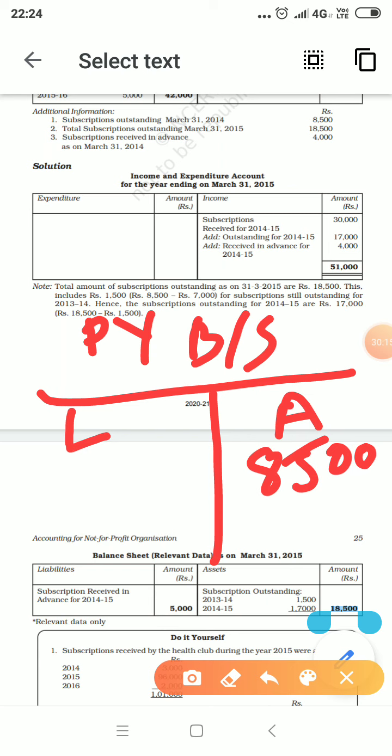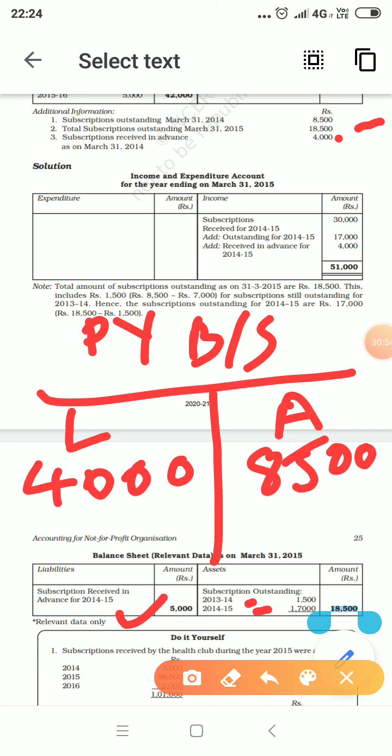So this 18,500 is shown as 1,500 plus 17,000. 1,500 is previous year's outstanding, still not received. 17,000 is current year's outstanding, still not received. Both we have to add, and we get 18,500. Then you have 4,000 subscription received in advance as on previous year. That 4,000 will appear here. Then you have 5,000 subscription received in advance for the current year belonging to next year. It will appear on the liability side of the current year's balance sheet. Okay.